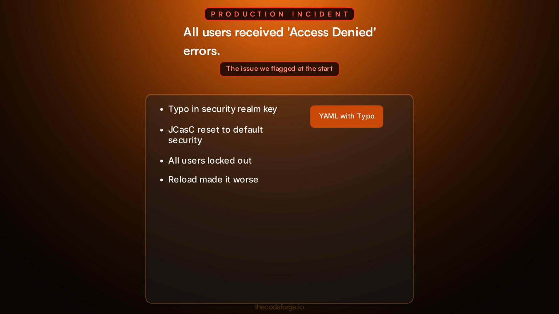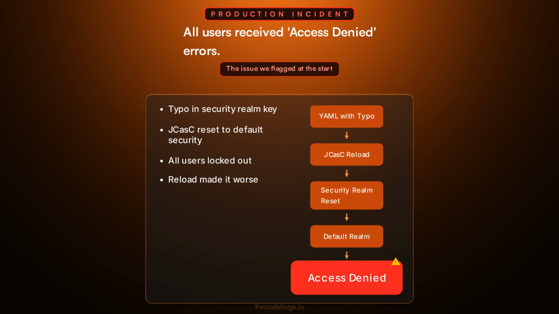This is the same issue we highlighted at the start. Here's exactly why that happened. The YAML file had a typo in the security realm key, for example, securityRealm misspelled. When JCasC applied the file, it didn't recognize the key, so it reset the security realm to the default Jenkins user database. The reload made it worse because the fix required a restart.